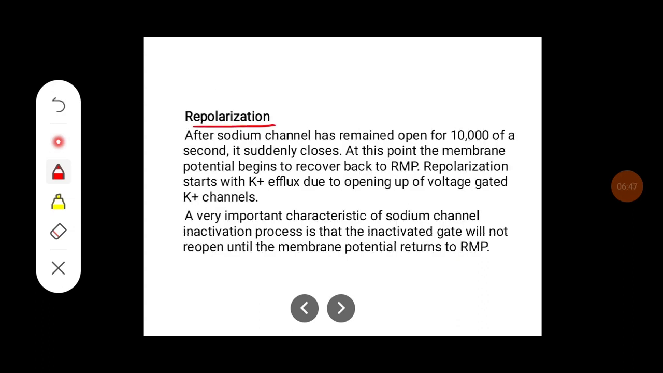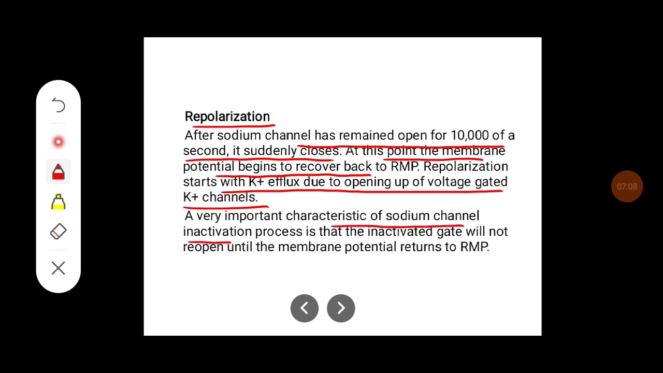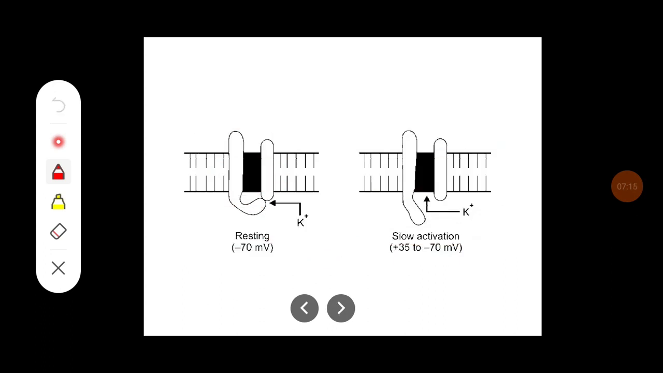Repolarization. After the sodium channel has remained open for 10,000th of a second, it suddenly closes. At this point, the membrane potential begins to recover back to the resting membrane potential. Repolarization starts with potassium efflux due to the opening of voltage gated potassium channels. A very important characteristic of the sodium channel inactivation process is that the inactivation gate will not reopen until the membrane potential returns to the resting membrane potential. So this is the ionic basis of repolarization.